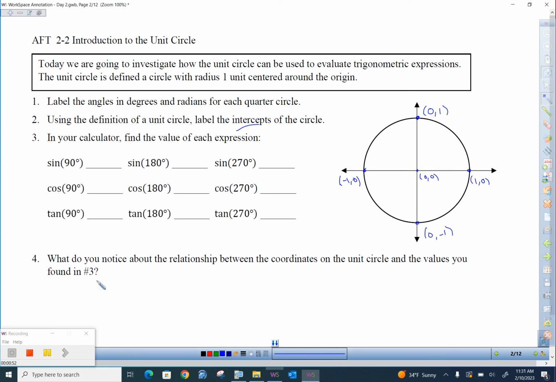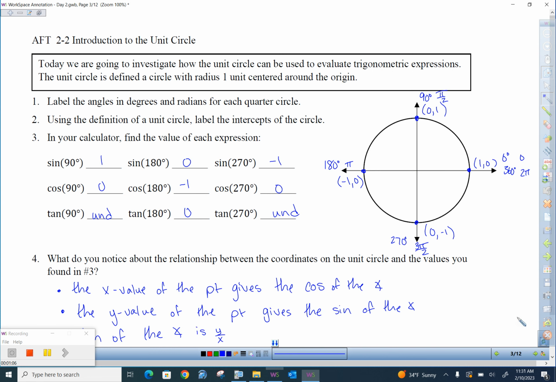Okay, and you were asked on number 4 to compare how these values on the unit circle with your degrees, since that's all we are working with here, compared to the trig expressions. And I was hoping that you noticed a pattern here. If we focus just on the 90 degrees values here, the 90 degree point is 0, 1, and those are the same values showing up here. Specifically, the 0 is giving us the cosine value, and the 1 is matching up with the sine value. And that same pattern holds true for all of these points.